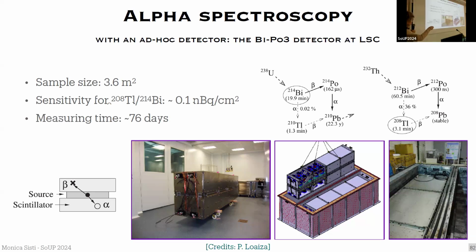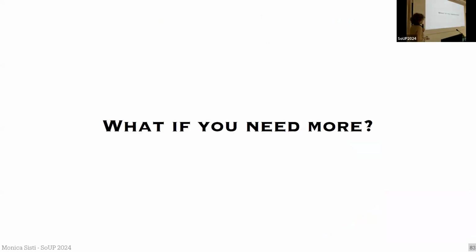And by using the BiPo decays in the chain, so alpha and beta coincidences, they could reach 0.1 nanobecquerel per square centimeter of sensitivity for uranium and thorium surface contamination. So this was the best detector available for alpha spectroscopy.